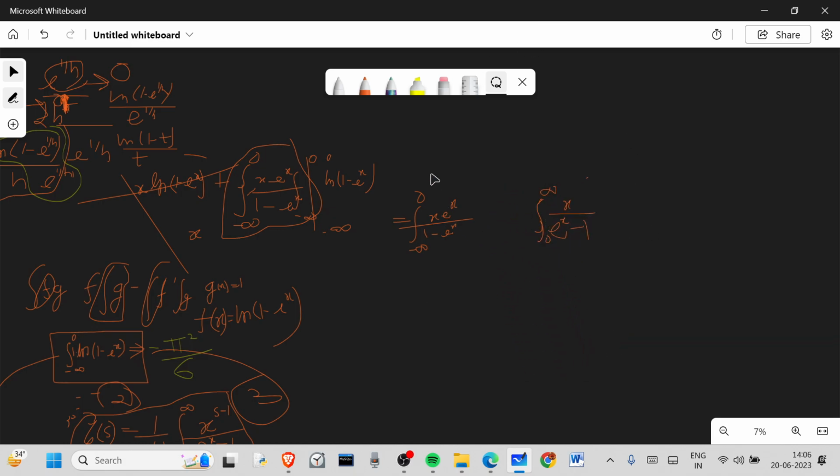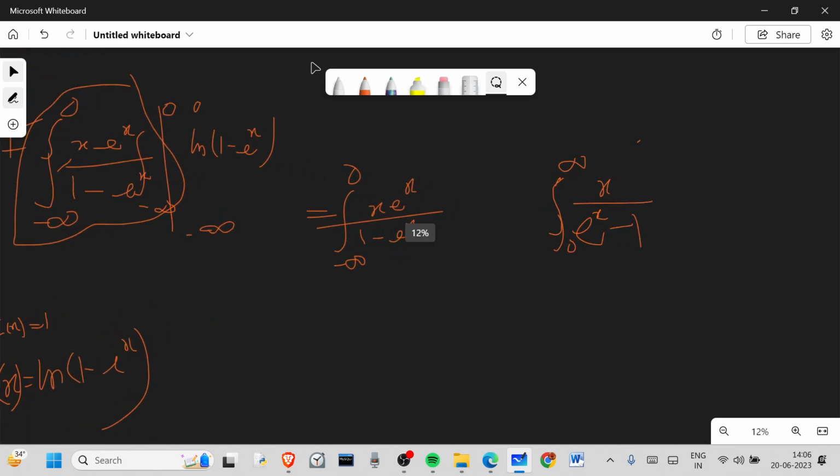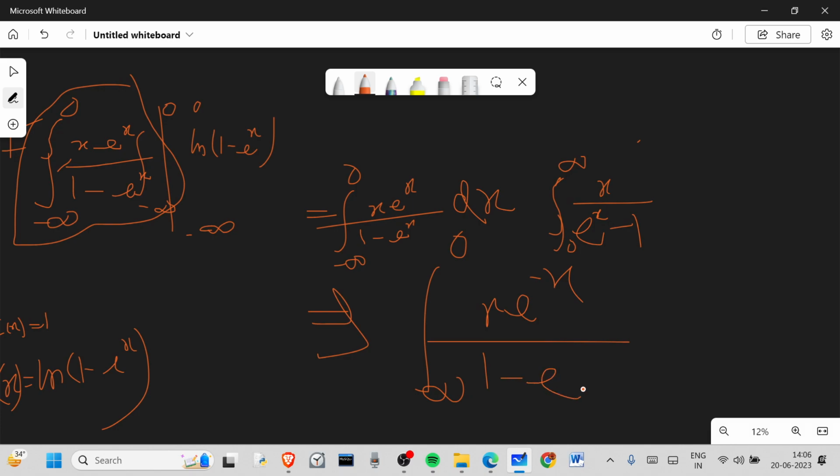So what can I do? I have to do nothing. Put x as minus x over here. So x over here gets minus x, as well as minus minus cancel. It becomes infinity to 0, and x e to the power minus x by 1 minus e to the power minus x. E to the power minus x is 1 by e to the power x. The e to the power x over here gets cancelled and we get the negative of the same thing.